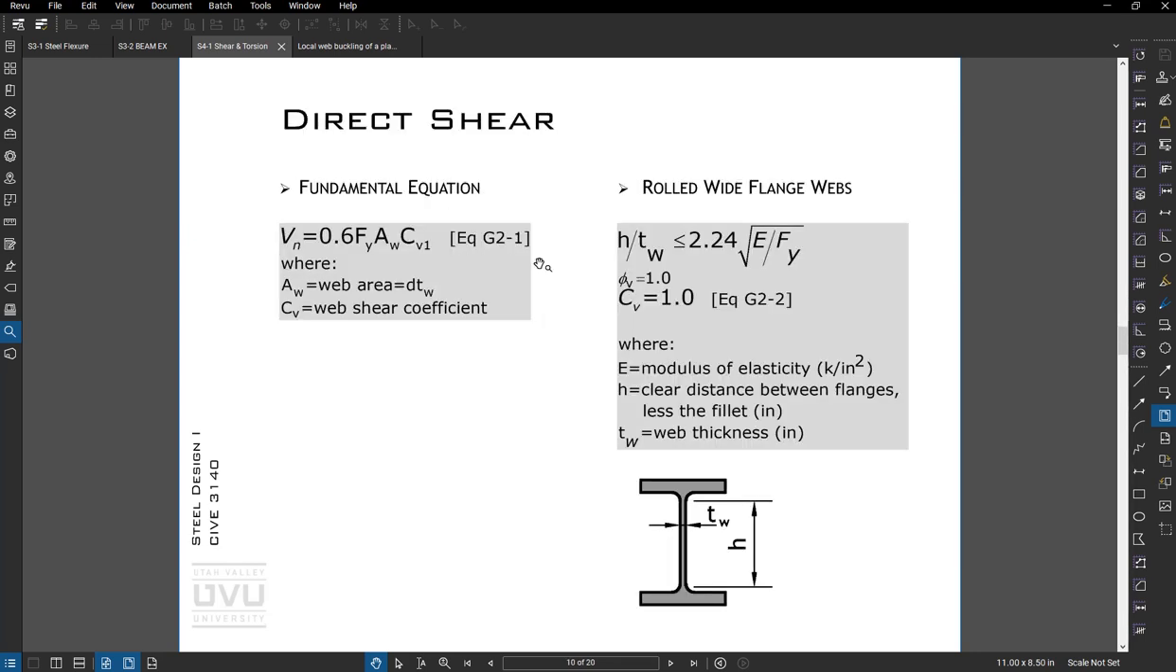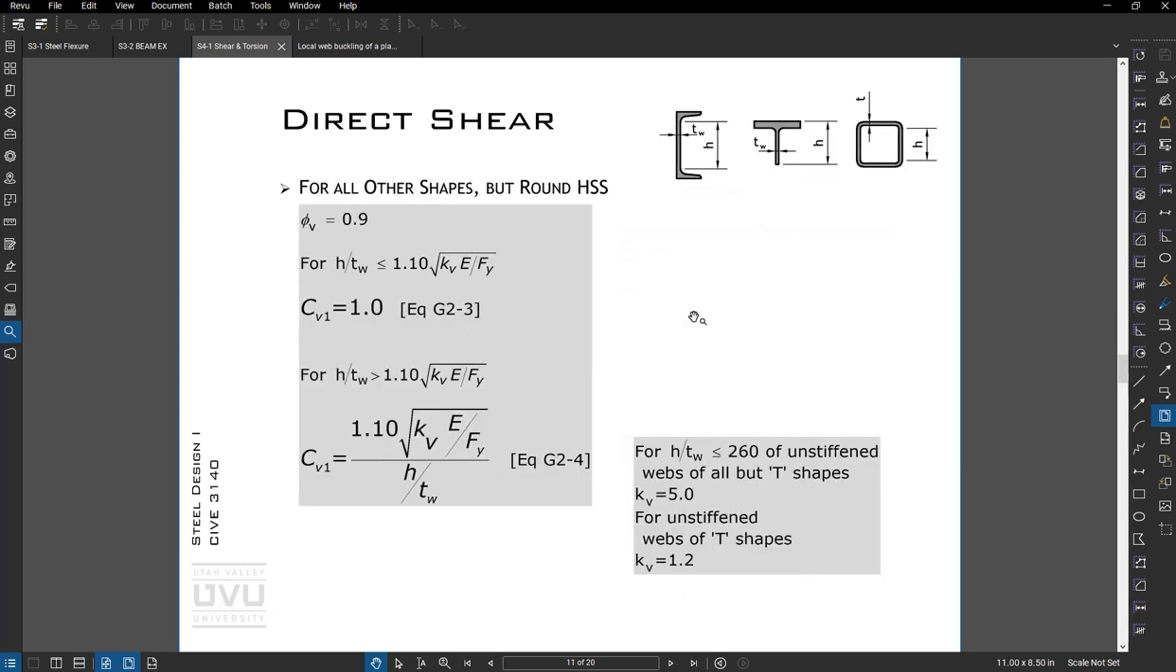All right, we're going to use the direct shear method mostly because most of what we design fits in those parameters. So the basic equation is 0.6 times yield times the area times its coefficient, Cv. The coefficient relates to a buckling propensity, and that's given here in this term. So we'll calculate h over tw, where tw is the thickness of the web. If it's less than this expression, then our Cv is 1, which actually is the case for a lot of sections in the manual.